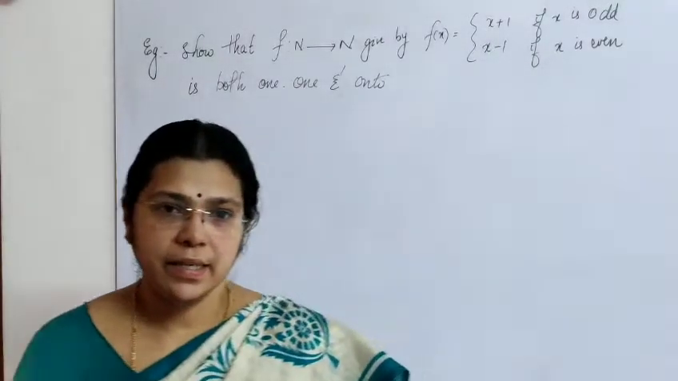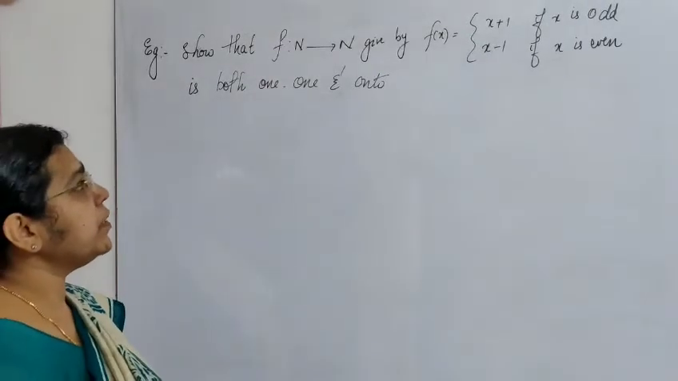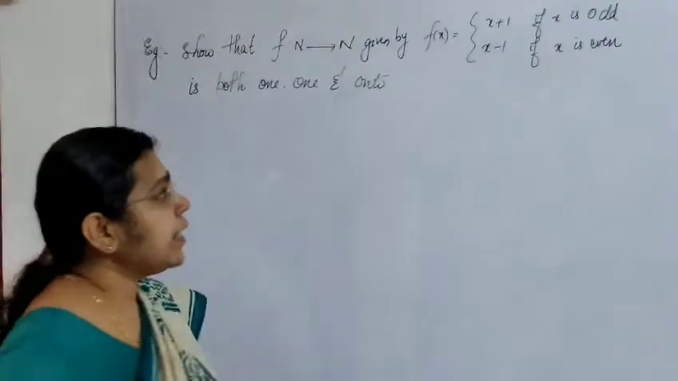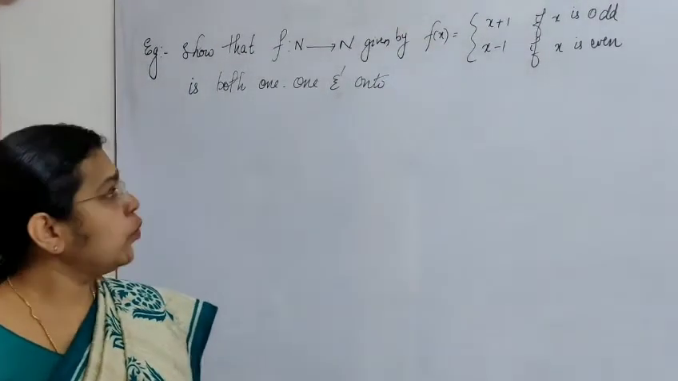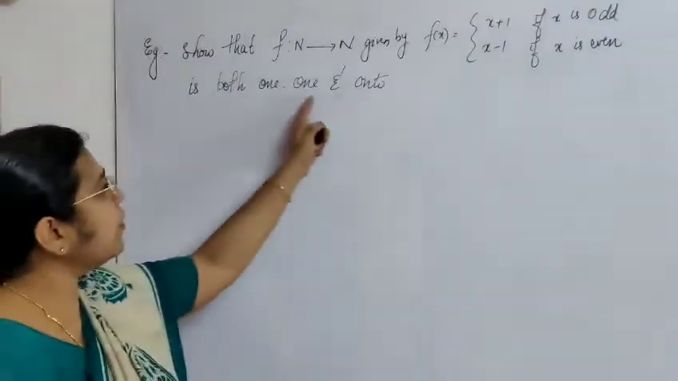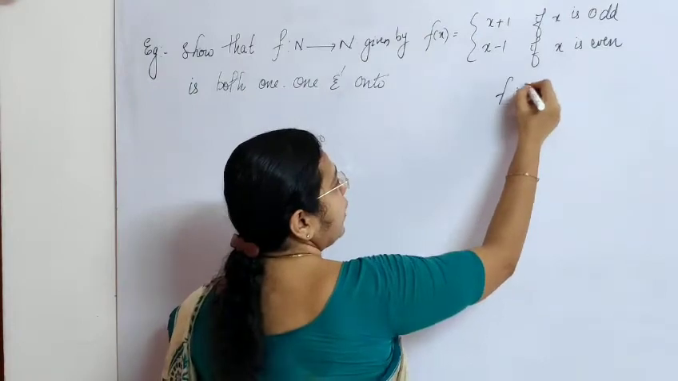Okay, let's see an example. The first example: show that f, a function from N to N given by f of x equals x plus 1 if x is odd and x minus 1 if x is even, is both 1-1 and onto. So here the function is from where to where?